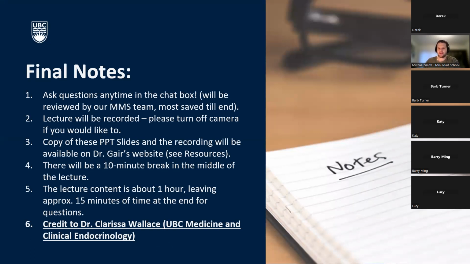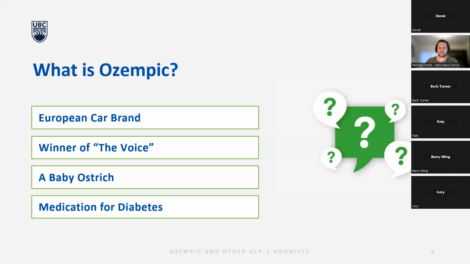But first, we are going to kick things off straight away with a poll question, and it kind of relates to why I didn't explain Ozempic a lot at the start of the lecture. So the question is, what is Ozempic? And I will start the poll now so you guys can answer. Is it A, a European car brand? B, last year's winner of The Voice, the popular TV show? C, the name for a baby ostrich? Or D, a medication used for the treatment of diabetes? And let me go check out this poll.